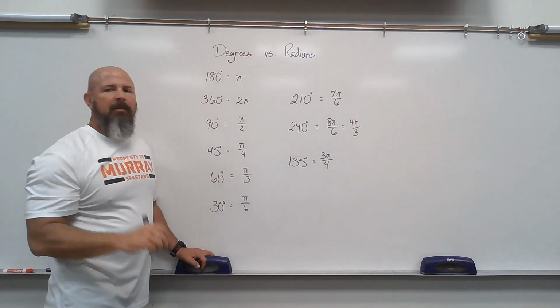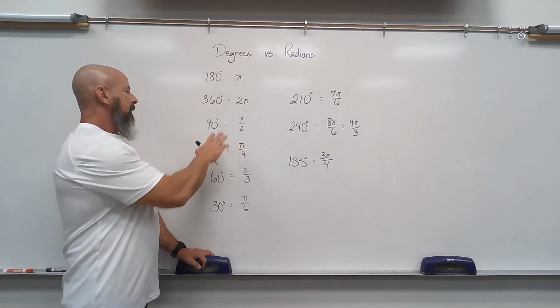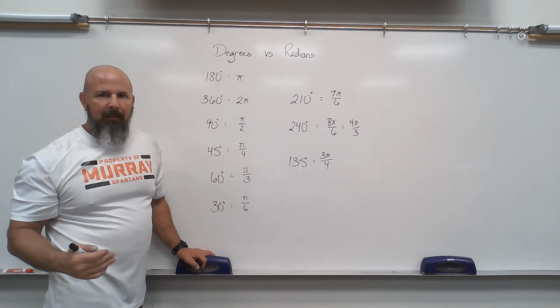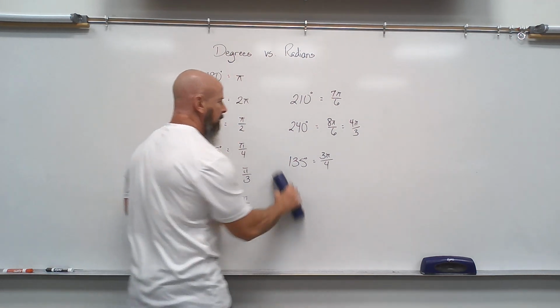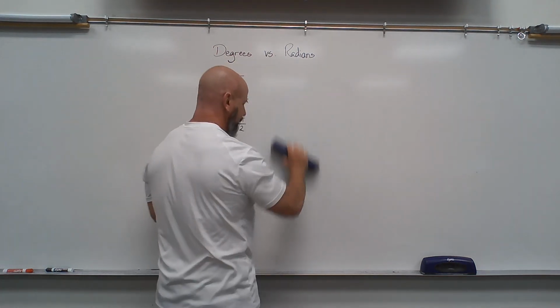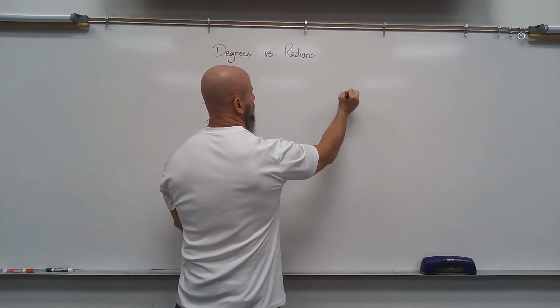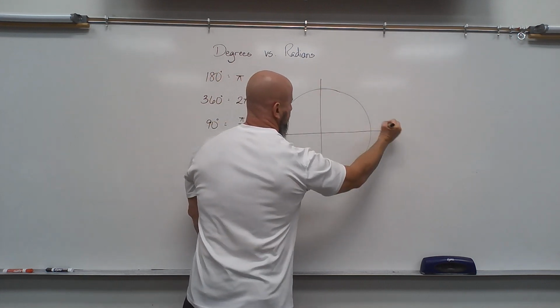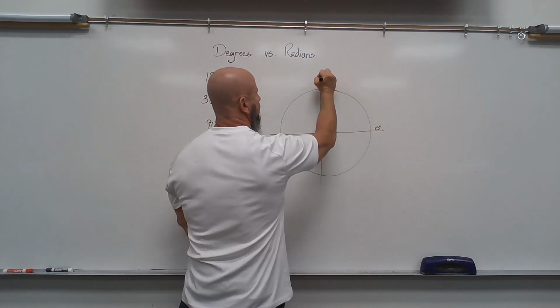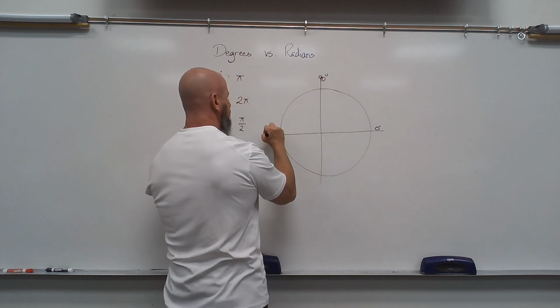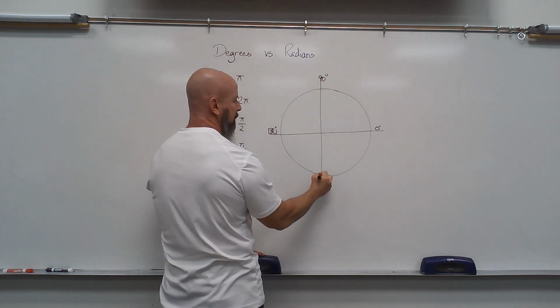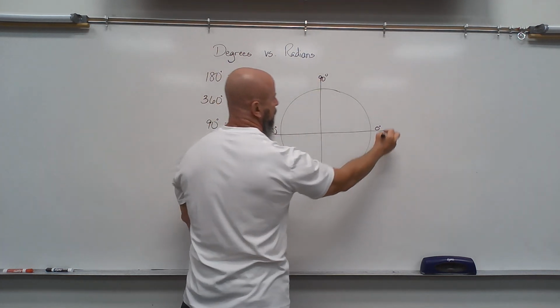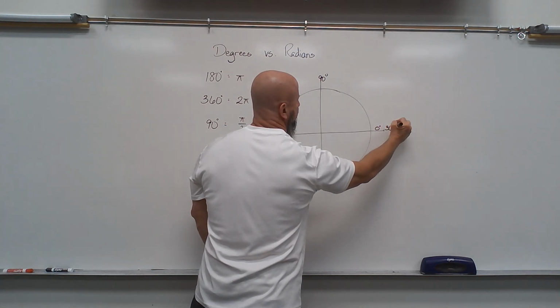45 degrees and pi over 4, same location. 90 degrees and pi halves, same location. So just to kind of give you another diagram, typically when we go around, we got 0 degrees, 90, 180, 270, and if we go all the way around, we got 360.